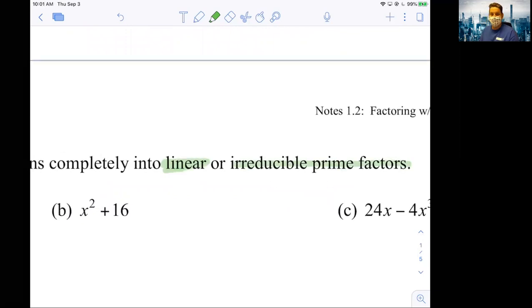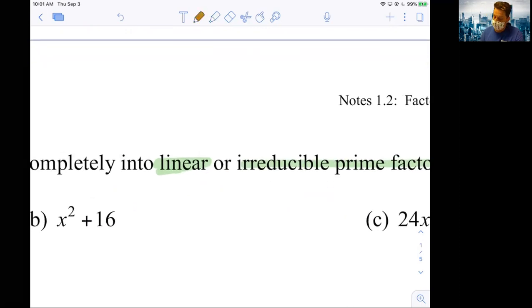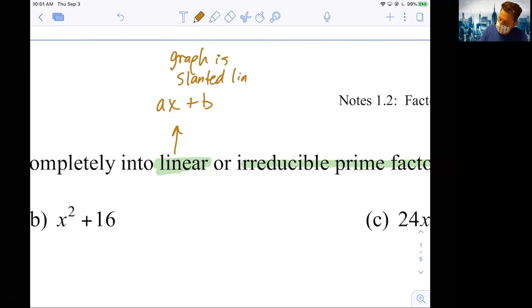First thing you have to understand is what the instructions are asking, right? So what does it mean to be a linear factor? Well, a linear factor is of the form ax plus b. And why would we call that a linear factor? Very good. It's not because I wrote it in a straight line. It's because the graph is a slanted line. Not a horizontal line, a slanted line.